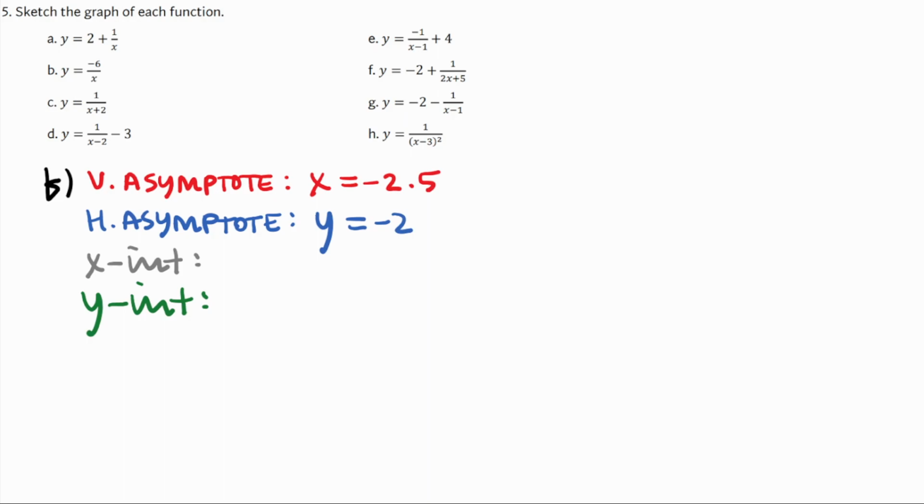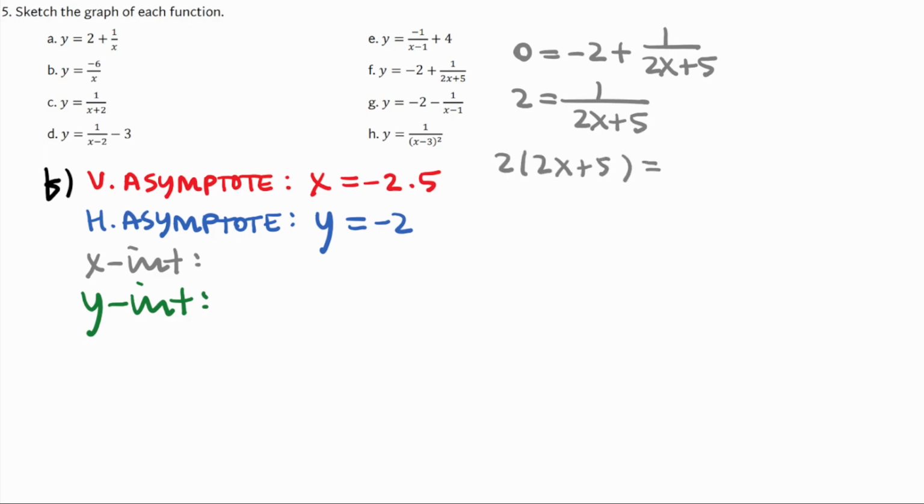Find an x-intercept by setting y equals 0, so 0 equals negative 2 plus 1 over 2x plus 5. I'm going to add 2 to both sides. Then multiply both sides by 2x plus 5 to get rid of the denominator, and then I'm going to distribute.